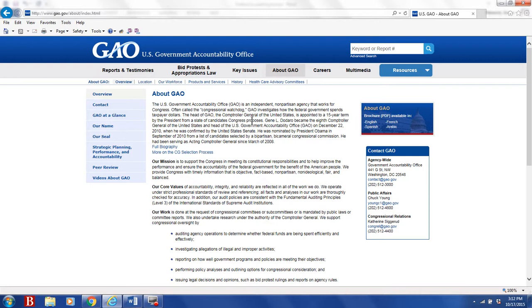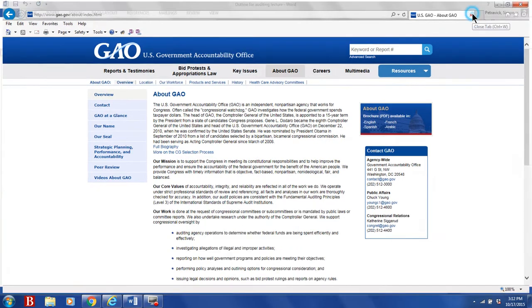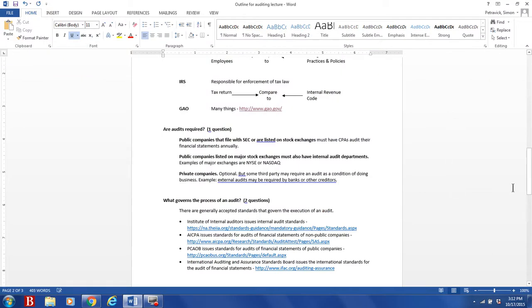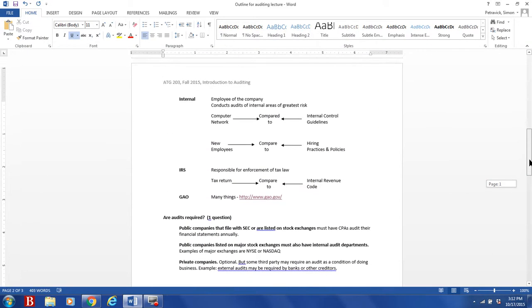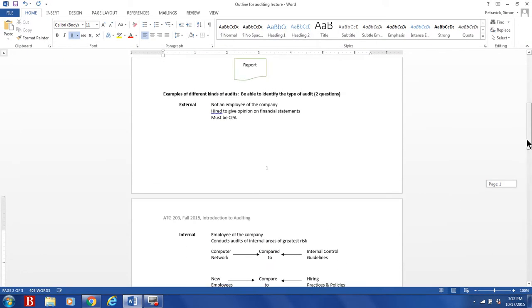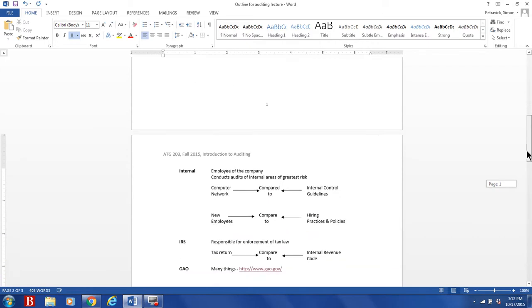You know, it could be as interesting as whether or not a national park has the appropriate safety features to keep the visitors to the park safe from problems that could occur. So many different ways that audits are done.